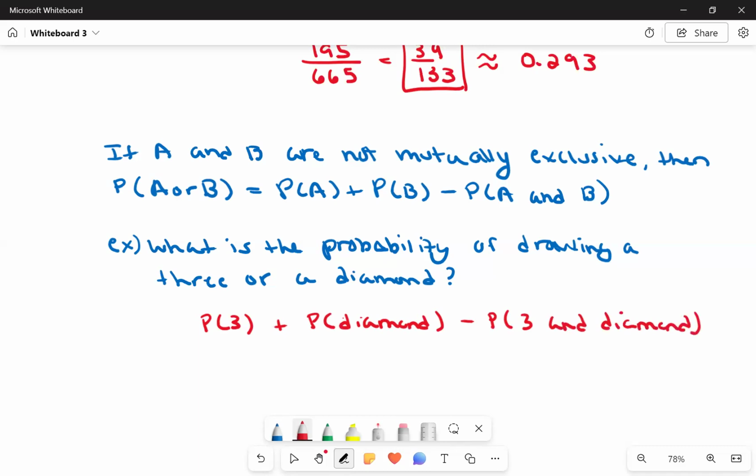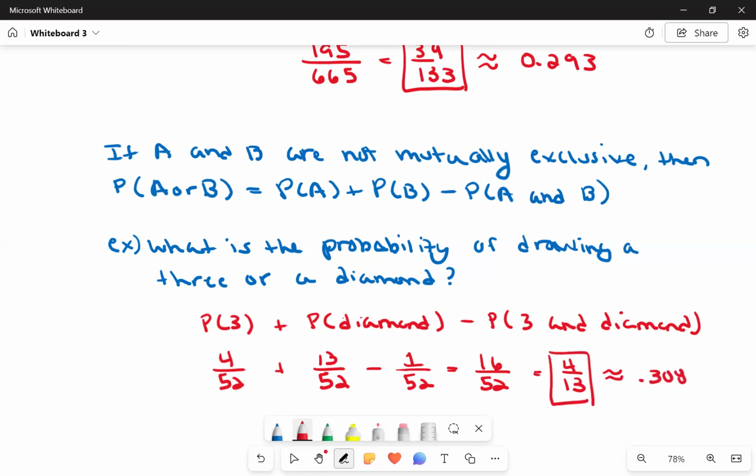Okay, probability of a 3. That's still 4 out of 52. Okay, but probability of a diamond, that's the whole suit. So there's 13 out of 52. Minus, okay, and then there is one card that is both a 3 and a diamond. So minus 1 out of 52. All right, so that gives me 16 out of 52, which reduces to, probably should know this, but oh well, 4/13, or as a decimal, 0.308. All right, so there we go. That's the probability with the fact that there's an inclusive or.